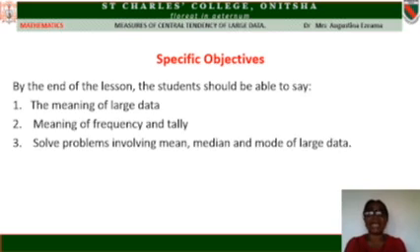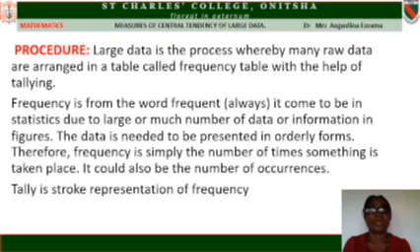Let us look at the procedure for the topic. Large data is the process whereby many raw data are arranged in a table called a frequency table with the help of tallying. Frequency is from the word frequent, always. It comes to be in statistics due to the large number of data or information in figures.